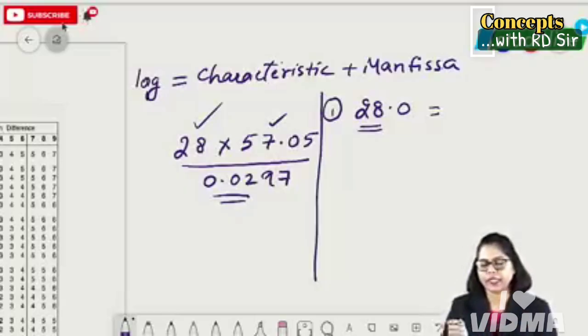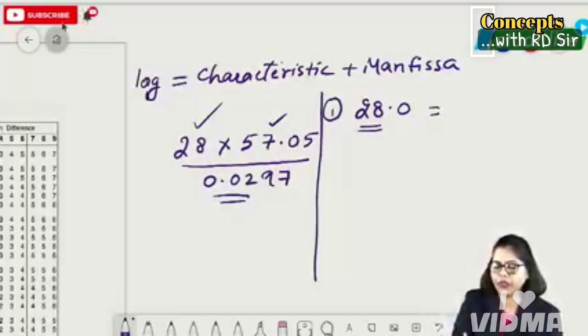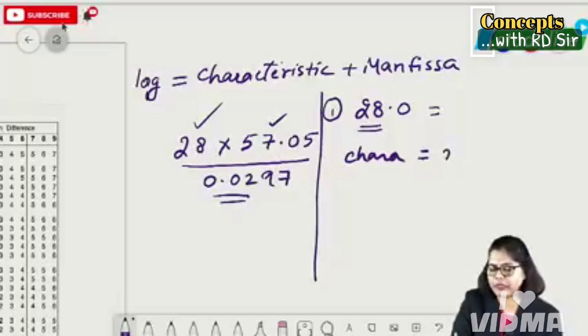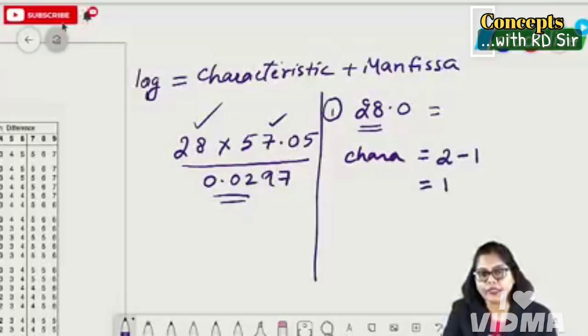Now I am explaining the characteristic part. Before the decimal we check the number of digits. Here how many digits are there? Two digits before the decimal. So I do 2 minus 1, that is 1. So here the characteristic value is 1, right? What is the rule I said? Before the decimal, count the number of digits minus 1.